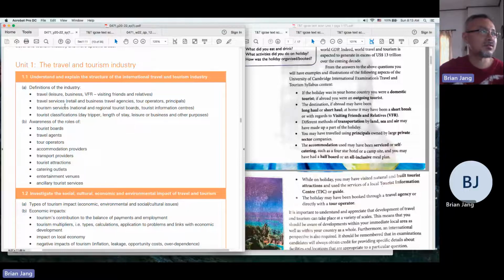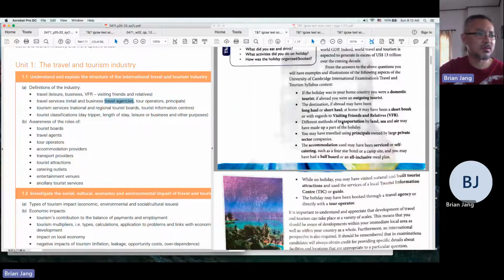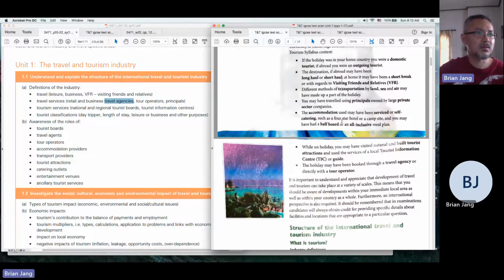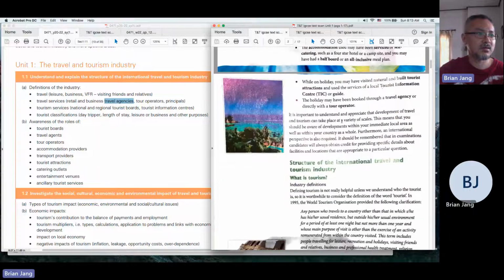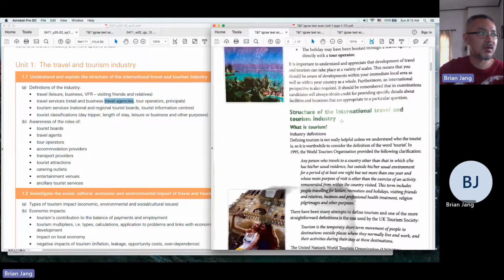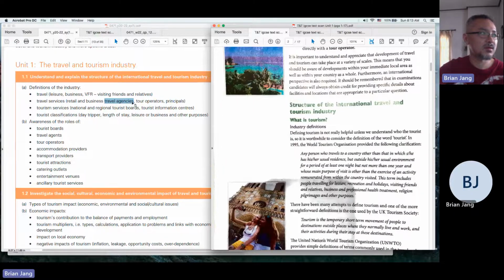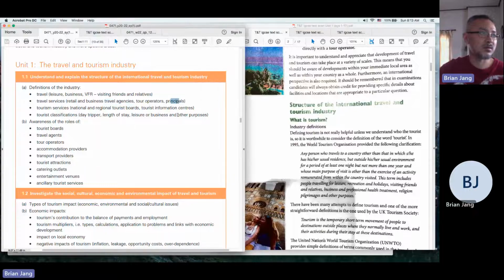And then there are travel services. Okay, retail, business, travel agencies, tour operators, and principals. These are the things that are bolded out here in the first section. Later on they will go into more detail on what they are, like what principals are, what are considered tourism services.